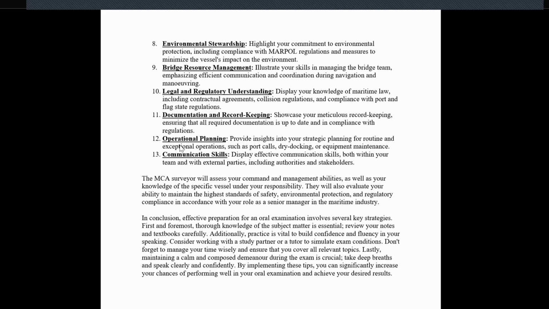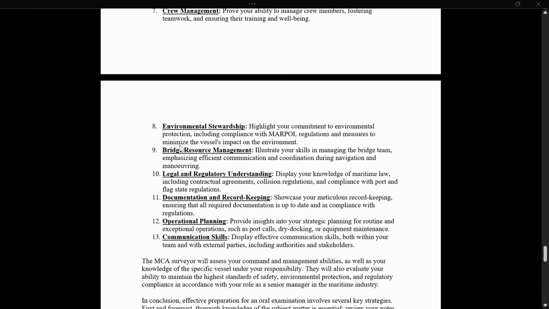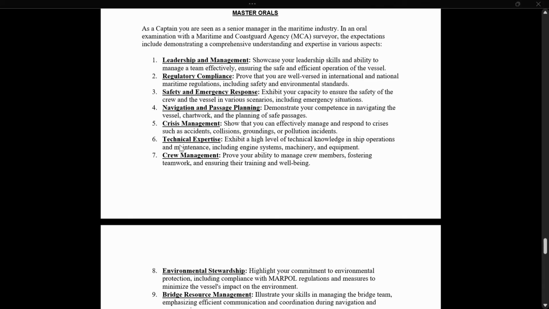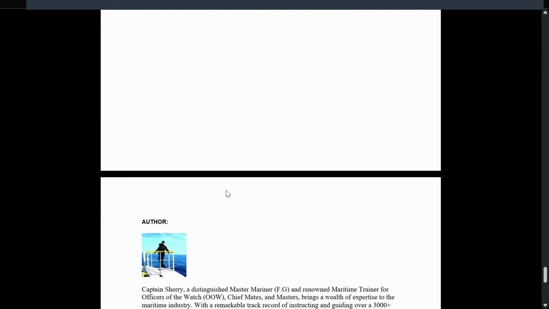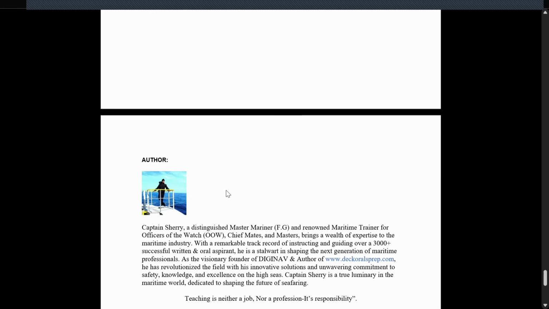Remember, for OOW, they would like to see what responsibilities you have on board a ship, how you will carry out those responsibilities, and when you will call your seniors. So they want to test OOWs on that. For the chief mate, they're testing day-to-day routine activities and how he's going to go about that. And for the master, they are testing mainly on maneuvering, communication, overriding authority, bridge resource management, leadership, regulatory compliance, safety and emergency response, crisis management, technical expertise and commercial law. So this is what it is.